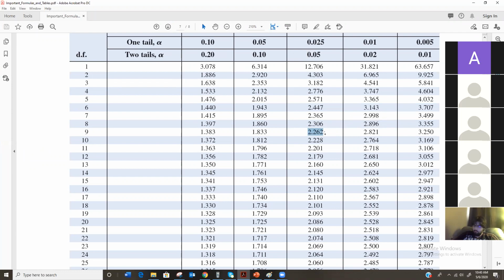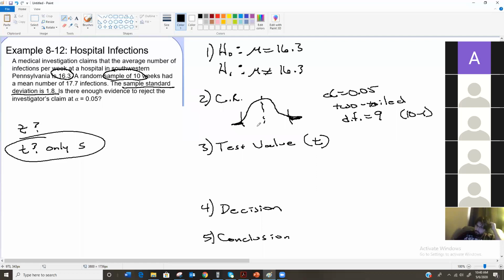It's pretty high, and that's because the sample's so small. So they're saying if we're going to reject this, it better be a pretty strong rejection because we didn't have a very big sample to go off of. And we only had the sample standard deviation, which makes it weaker too. Okay, so what was it? 2.262. So we have negative 2.262 or 2.262. And now we have to do the test value.